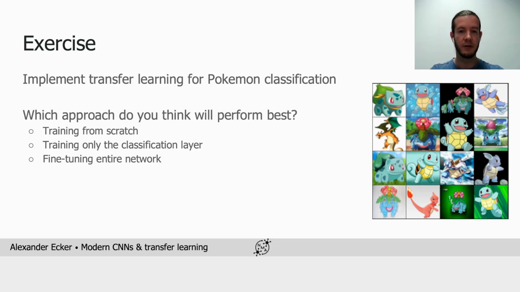For the exercise, we're going to use a ResNet pre-trained on ImageNet to perform transfer learning for classifying Pokemon. Before you start though, think a moment about which approach you expect to work best: training ResNet from scratch, training only the classification layer, or fine-tuning the entire network.